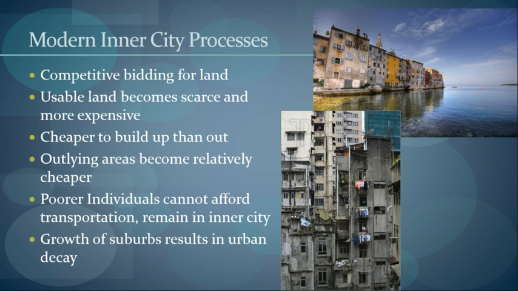It is cheaper to build up in this case than it is to build out because you're building on top of whatever you're doing. The outlying areas do, on the other hand, become relatively cheap. However, when you have the inner city residents who tend to be poorer, they really can't afford the transportation. And so we're going to talk all about what happens to inner cities when you have the growth of suburbs. But it's called urban decay, and here's just a little preview, but we're going to spend a whole day talking about urban decay a little bit later on, not in this unit.